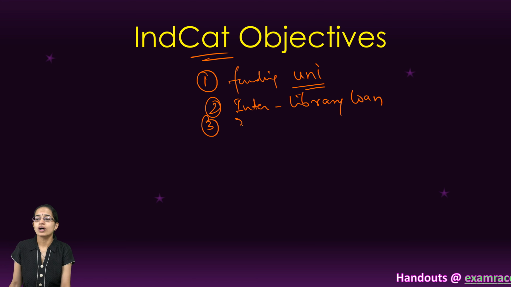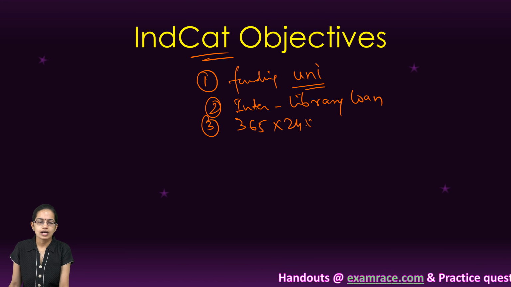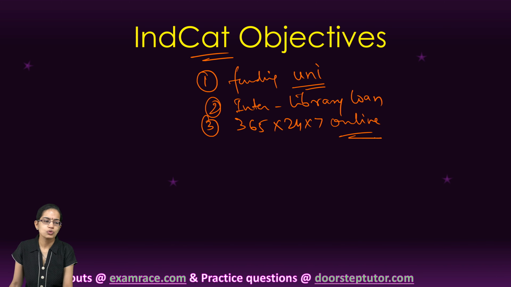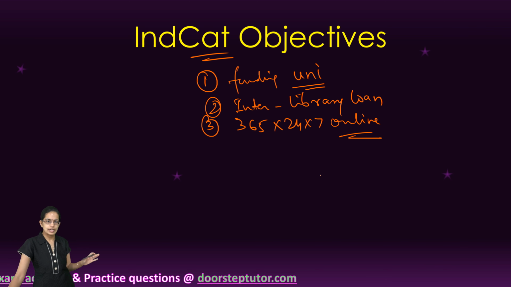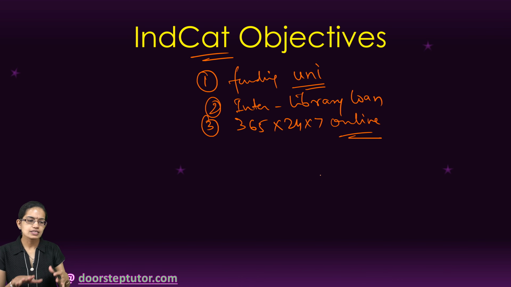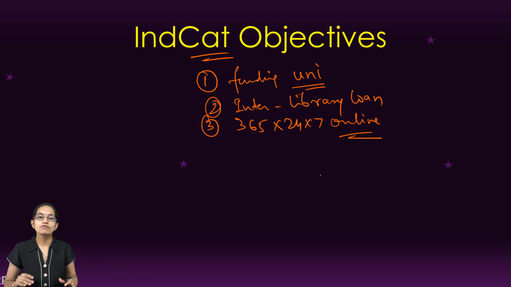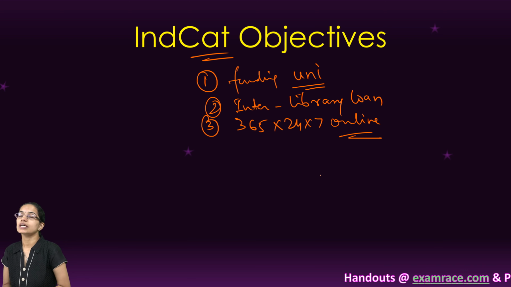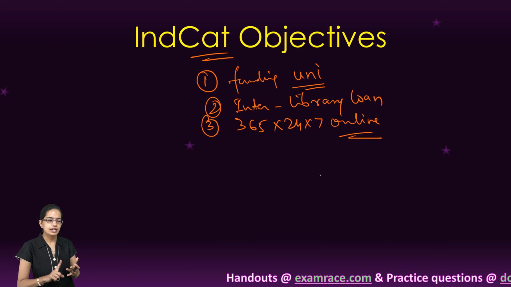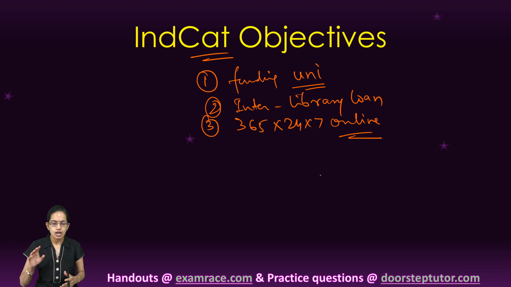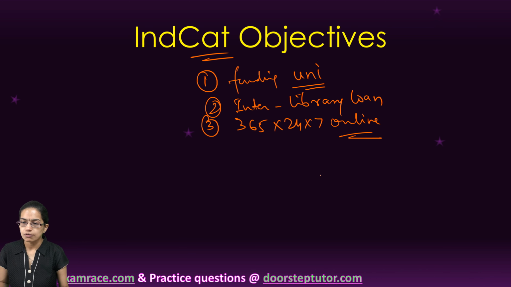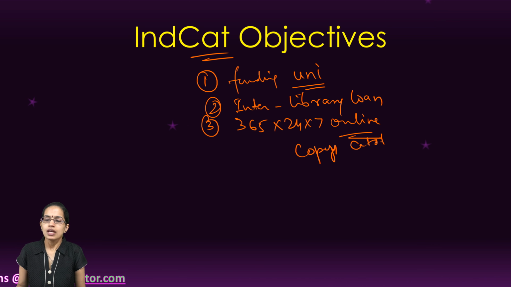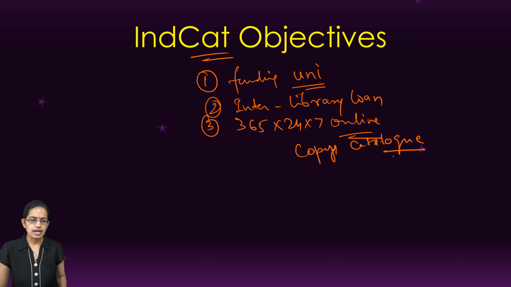It focuses on 365 days, 24 hours a day, 7 days a week of online free access to all the users from the stored database. The server has a built-in inter-university loan feature. So if a university requires a loan, they can raise a request there itself. Copy cataloging and retro conversion of bibliographic records along with collection development are some of the important aspects that have been seen. So copy cataloging is again an important aspect of IndCat.